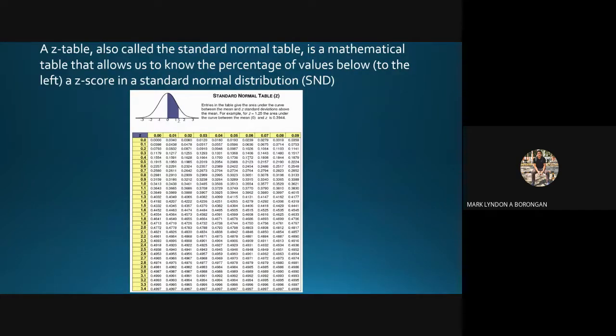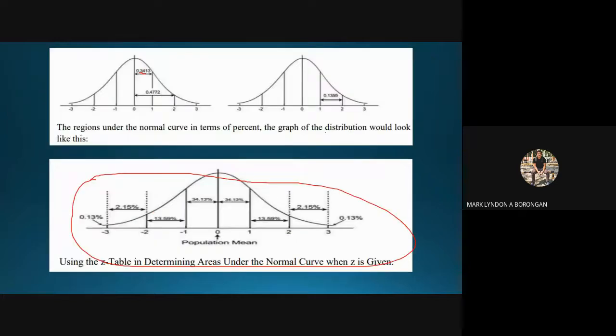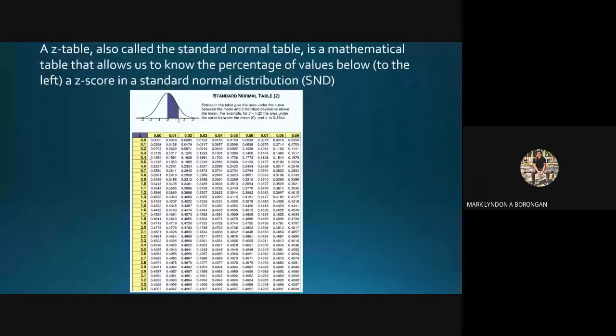So this is our Z table. It is also called the standard normal table. It is a mathematical table that allows us to know the percentage of values below, to the left of, a Z-score in a standard normal distribution. As you can see, between Z equals 0 and Z equals 1, this region here is 0.34.